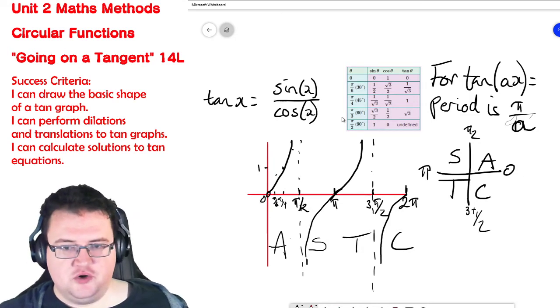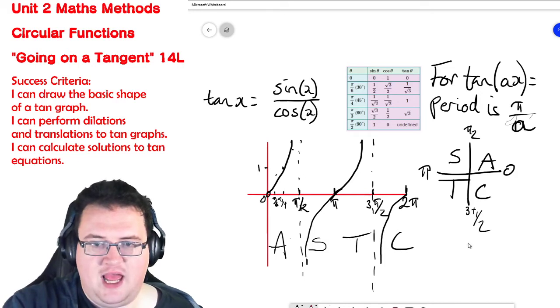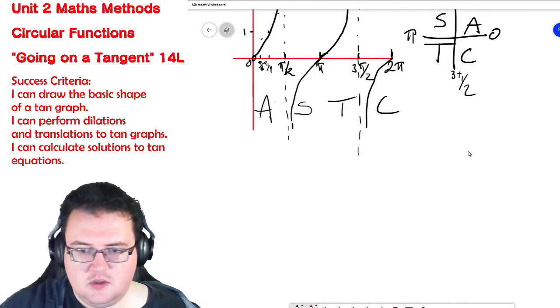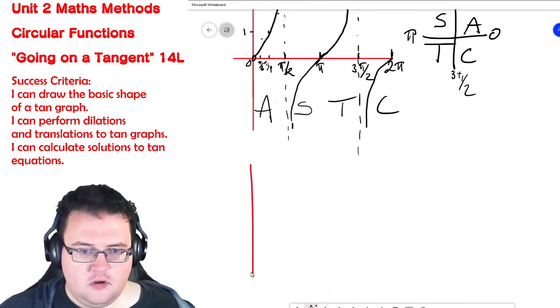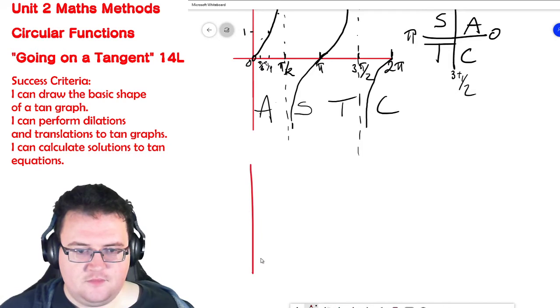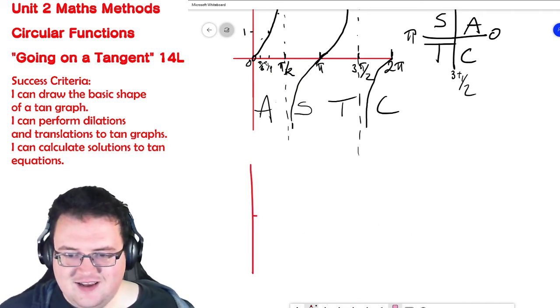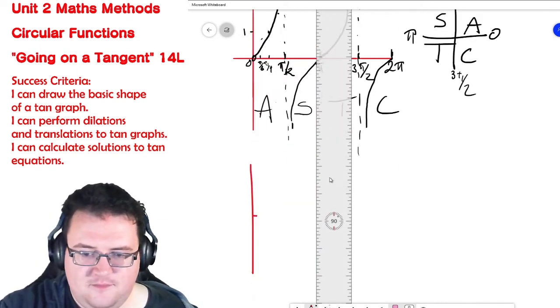So what we can do is, let's do a practice question with a period shift. I'm not going to bother using a ruler to do this next bit. Oh, actually, maybe I should, because that's just awful. Oh wow, that's bad.